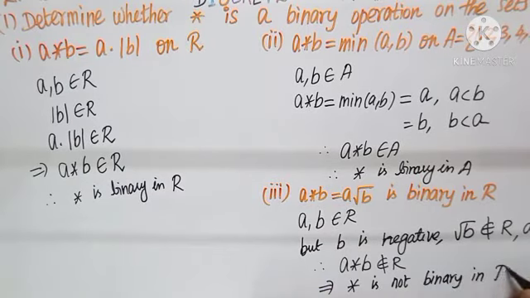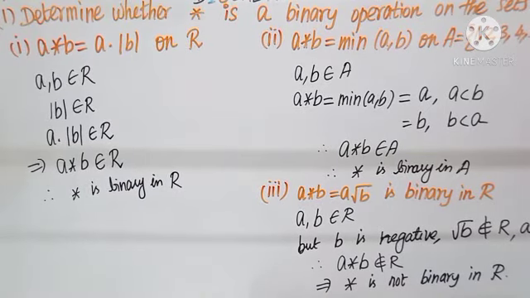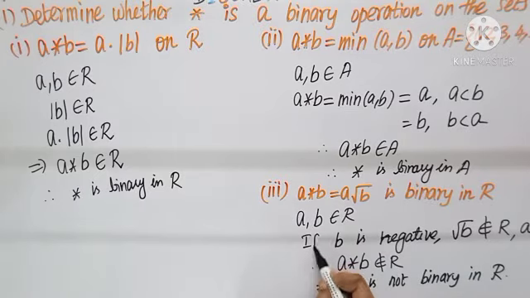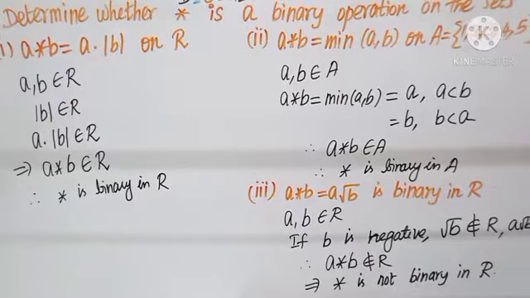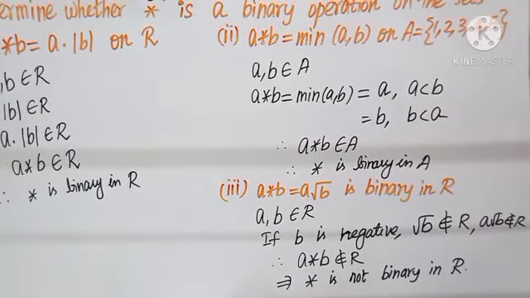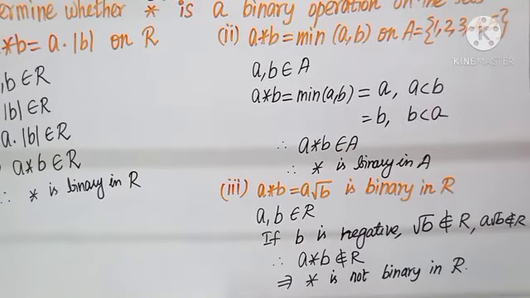Notice the condition. Every time it need not be a binary operation. Certain times the answer may not belong to the set. R is set of all real numbers, positive, negative, decimal, fraction, everything. If B is negative, we will say root of B does not belong to R. In that case, A star B also does not belong to R, and we will declare star is not binary in R.